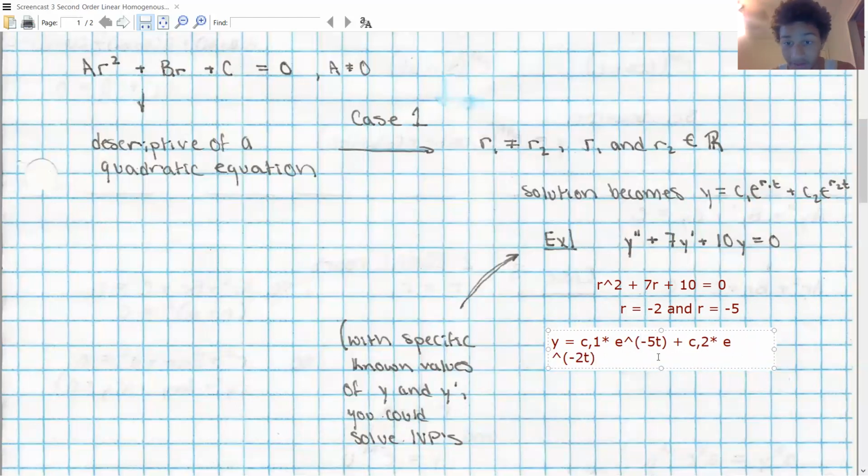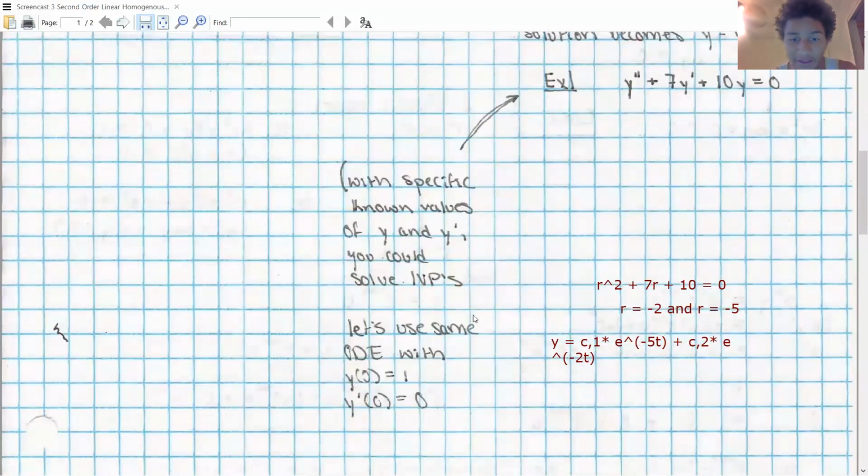And then from here, let's say we set our values for the ODE. We'll use the same ODE and we'll use the values y of 0 is equal to 1 and y prime of 0 is equal to 0. Well, we have this same localized point and we can plug in the values. So we can take the derivative of this guy right here. We can take the derivative of this guy right here, and we can solve.